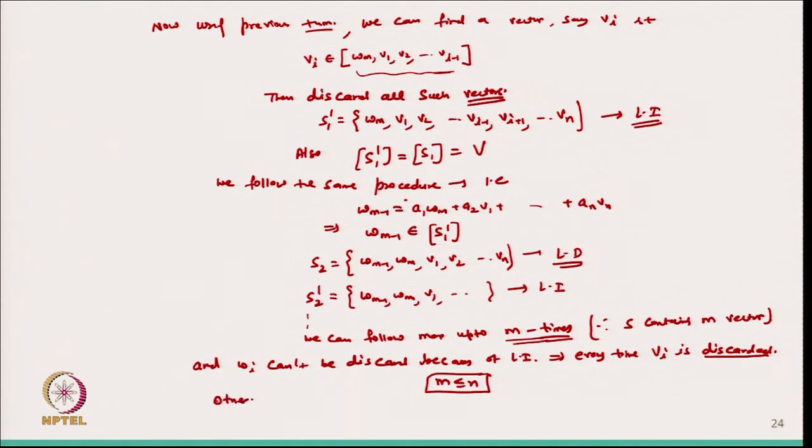Otherwise the set W1, W2 up to Wm becomes linearly dependent, which is a contradiction, because we have assumed that W1, W2 up to Wm is linearly independent. Once we reach this point and all the Vi's are removed, then it becomes linearly independent, and we cannot go beyond that. So in this case definitely m will be less than or equal to n, and so we are able to finish this.